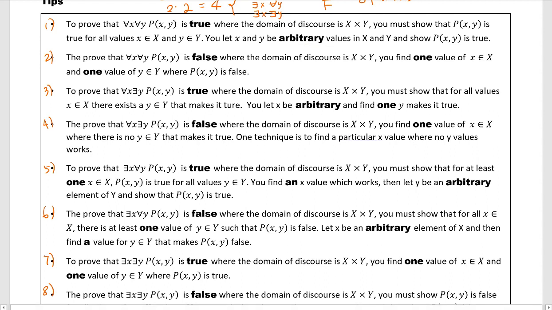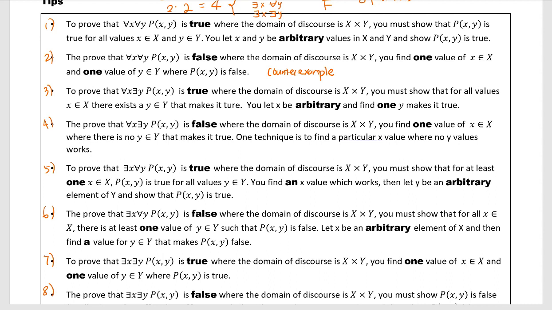Second, to prove this statement is false, you just need to find one counterexample. So you want to find one value of x and one value of y such that this statement is false. This is a counterexample.